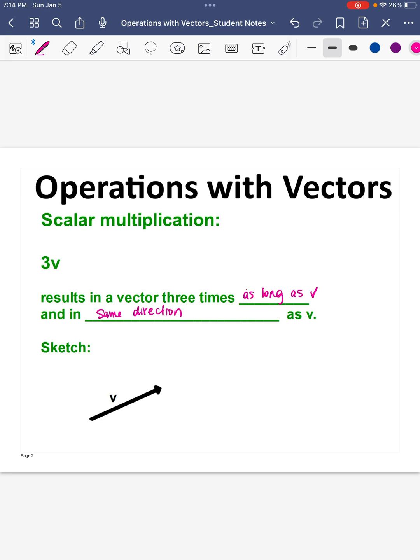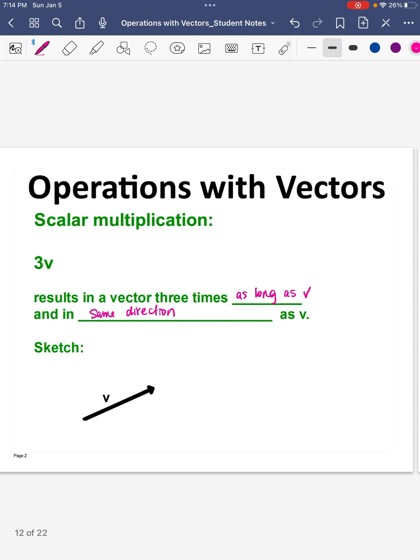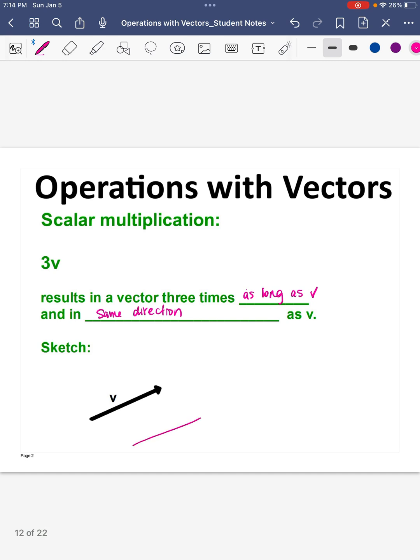So if this down here is a picture of v, 3v would be, so I did this to show you each piece, but really the vector itself would be this whole thing, just one big vector. All right?